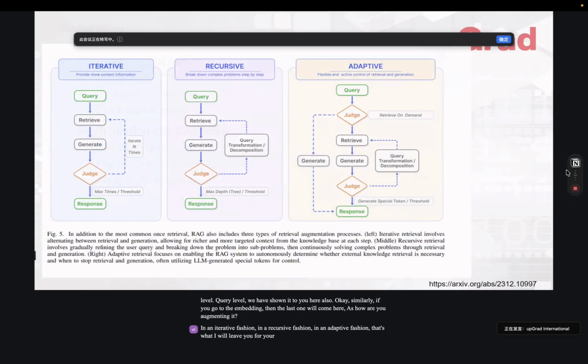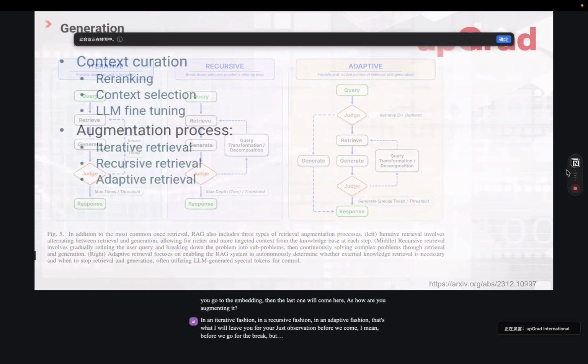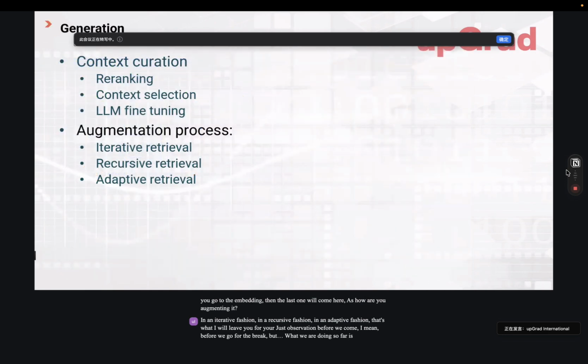That's what I will leave you for your observation before we go for the break. What we are doing so far is trying to retrieve either in a simple way or a little more complicated way. The ultimate aim is to get better context. Once you have that, maybe we'll re-rank and all that, and then push it to the LLM for generation. So that's what we have.